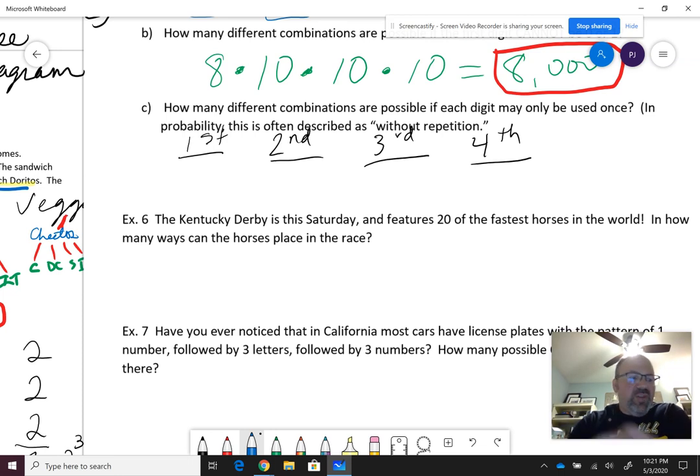All right, so the first one, we can use 10. Okay, it's got 0 through 9. The next one, whatever number we used in the first one, we can't use in the second one. So now there's only 9 possible choices.